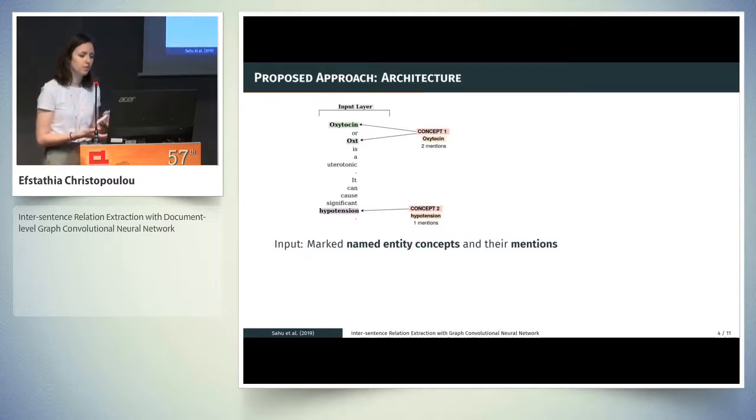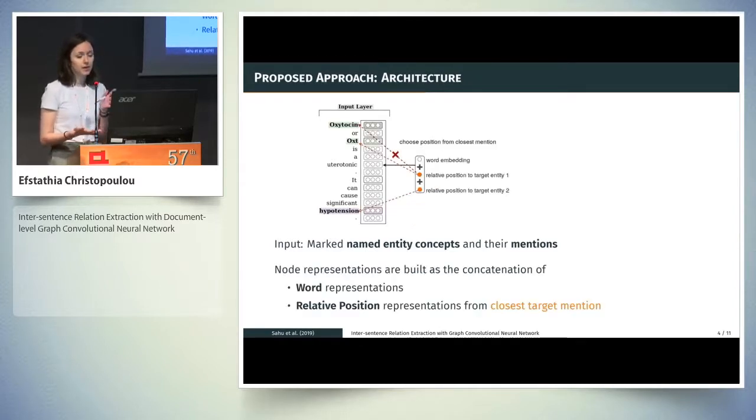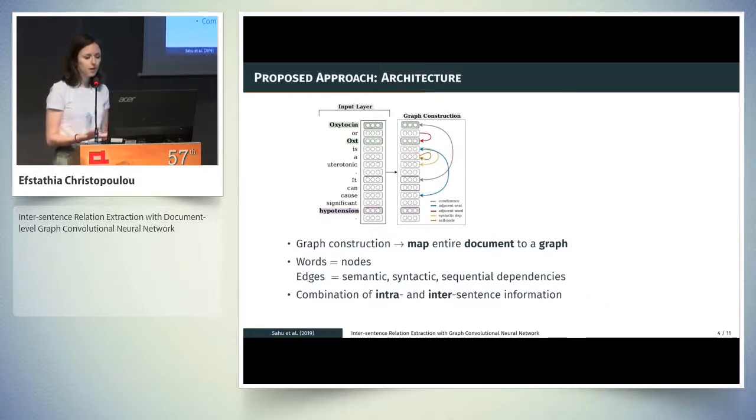The input of the model is our named entities with their mentions. Here the first concept is oxytocin with two mentions, and the second concept is hypotension with one mention. We concatenate the word representations with relative position representations in the input layer, and we particularly use the closest position, so we use the position to the closest target mention. Given that, we feed this structure and we try to create a graph from that. Again, as I mentioned earlier, words are nodes and edges are semantic, syntactic, or sequential kinds of dependencies between the nodes. So essentially, I try to encode both intra- and inter-sentence information.